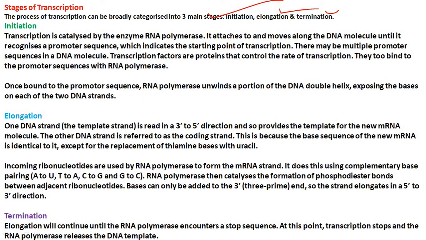So in the initiation, as I was saying in brief, transcription is catalyzed by an enzyme, RNA polymerase. It attaches to and moves along the DNA molecule until it recognizes a promoter sequence, which indicates the starting point of the transcription. There may be multiple promoter sequences in a DNA molecule, and transcription factors are proteins that control the rate of transcription. They too bind to the promoter sequences with the RNA polymerase. Once bound to the promoter sequence, the RNA polymerase unwinds the promoter of the DNA double helix, exposing the bases on each of the two DNA strands.